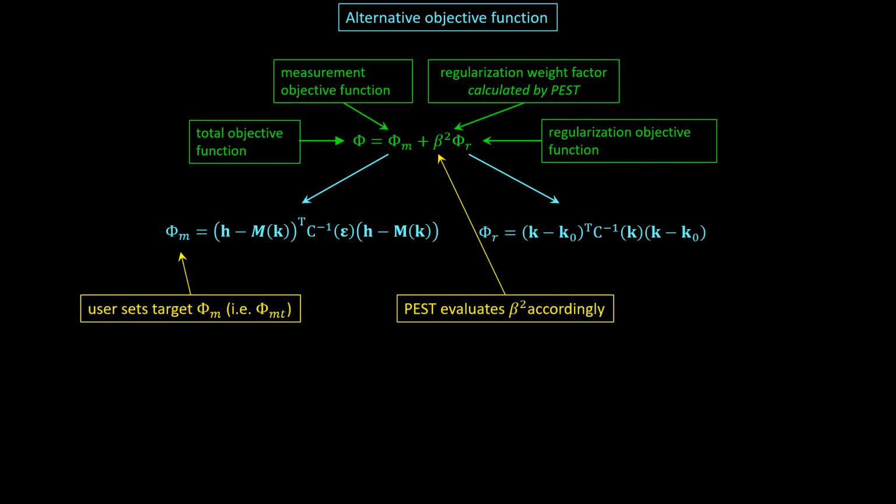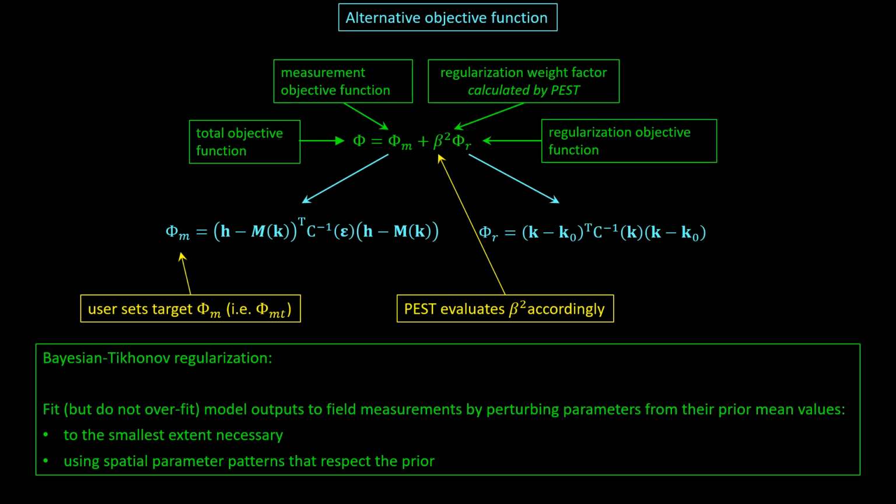And this type of regularization is called Bayesian Tikhonov regularization. And its purpose, if we just want to put it in a sentence, is to fit, but not overfit, model outputs to field measurements by perturbing parameters from their prior mean values to the smallest extent necessary, using spatial parameter patterns that respect the prior. So we then obtain, hopefully, a good fit with the calibration data set with a parameter field that is totally reasonable from a hydrogeological point of view.